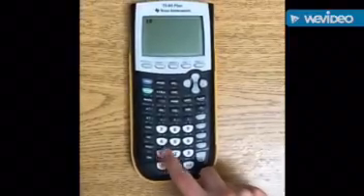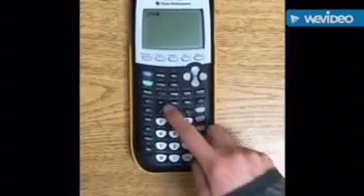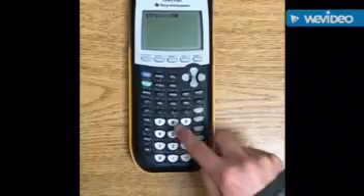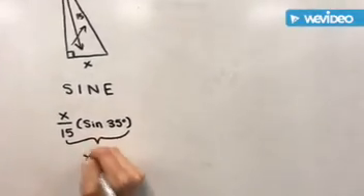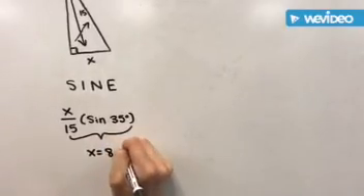To do this on a calculator, you would do 15 times the sine of 35. This equals 8.6. Now we know that x equals 8.6.